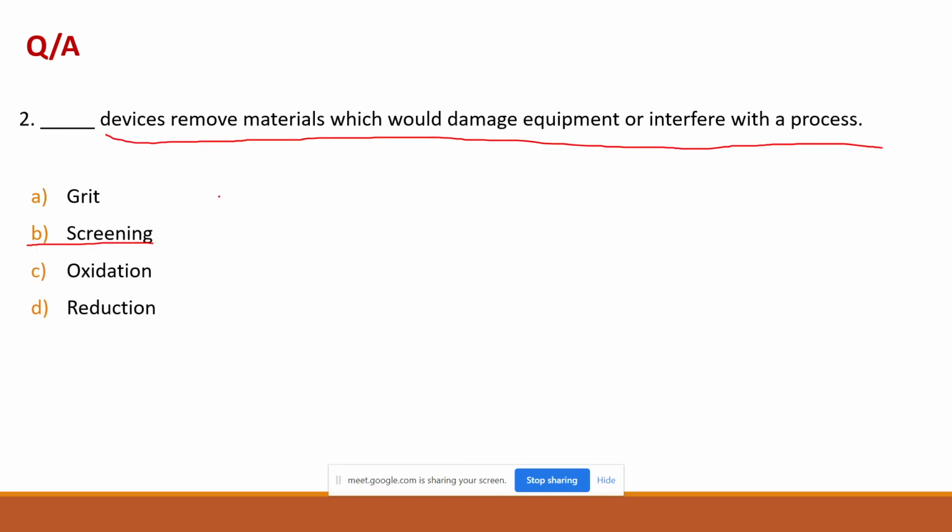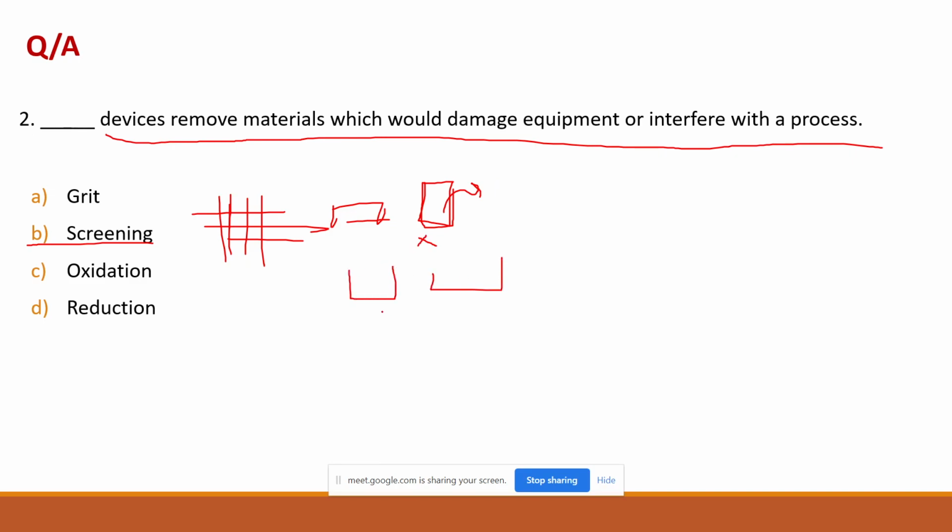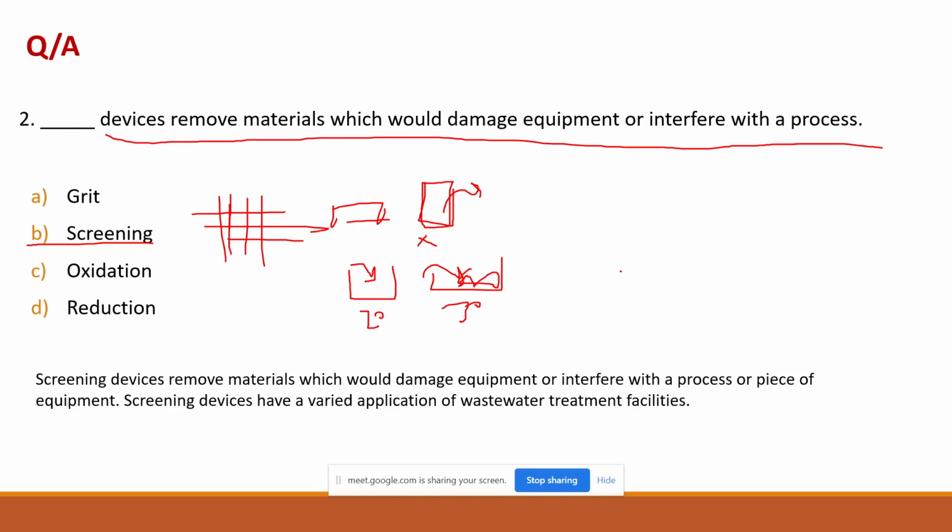So what is the thing is that you apply screens in the preliminary treatment and comminutors. Why do you apply them? Because the large materials which are floating in the sewage or in the wastewater can be removed. Otherwise, what will happen if they are not removed in the primary treatment? When the wastewater goes to the secondary or the tertiary stage, the machinery will be destroyed, right? So that is why screens are employed. Screening devices remove materials which would damage equipment or interfere with the process.